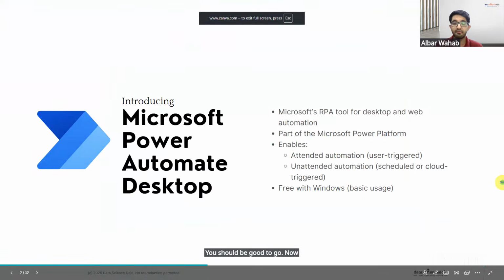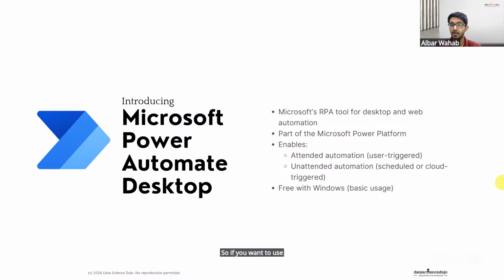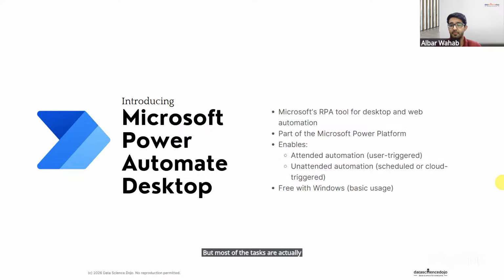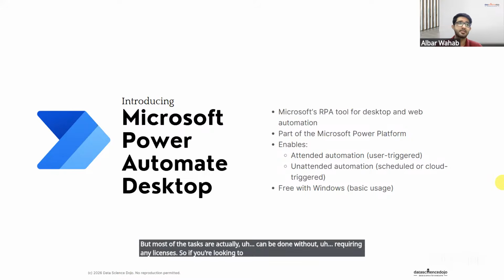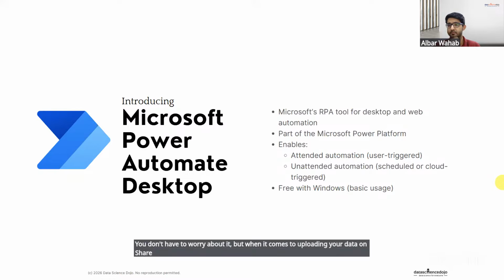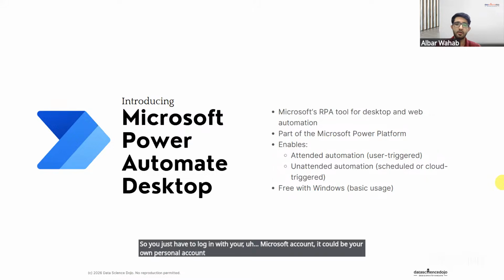Now, as I mentioned, it's free with Windows, it's free for basic usage. If you want to use some premium connectors, there is a license requirement, but most of the tasks can actually be done without requiring any licenses. So if you're looking to automate your folders and your files and your web browsers, even Excel, you don't have to worry about it. But when it comes to uploading your data on SharePoint and more online stuff, that's where a license might be required. So you just have to log in with your Microsoft account. It could be your own personal account, like an Outlook account, or you can use your work or corporate account.